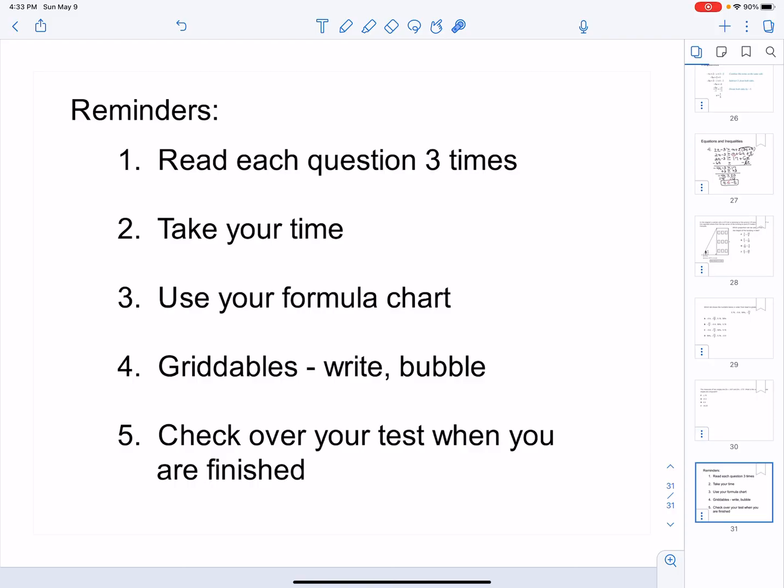Another thing, take your time. Use your formula chart on the gridables. Now, in this particular case, you're not going to have gridables to bubble because it's on the computer, but make sure that the answer that you put in to the blanks actually represent the decimal point that's there. Make sure it has the value that you want, and if it's supposed to be negative, you better put a negative sign on it. And then last but not least, check over your test when you're finished. Intelligent people check over their work. Please make sure you check over your work. Make sure that you do it.